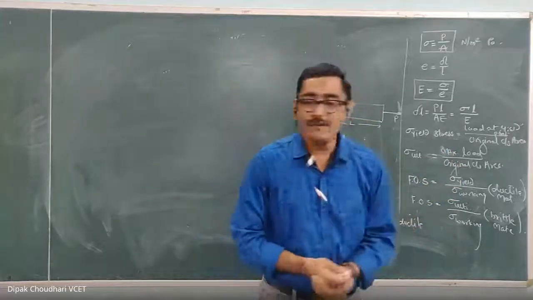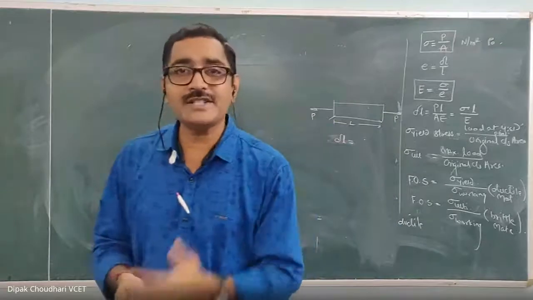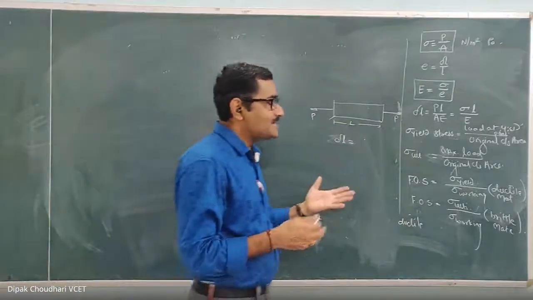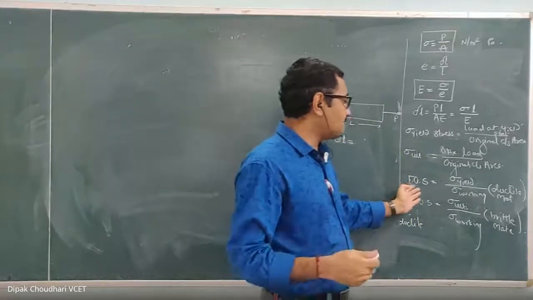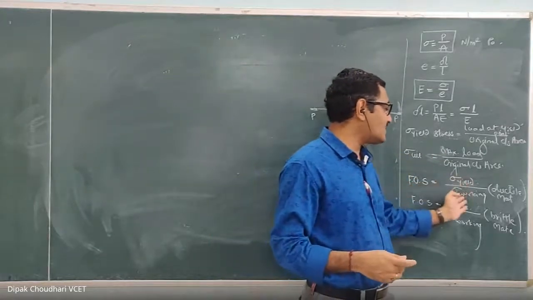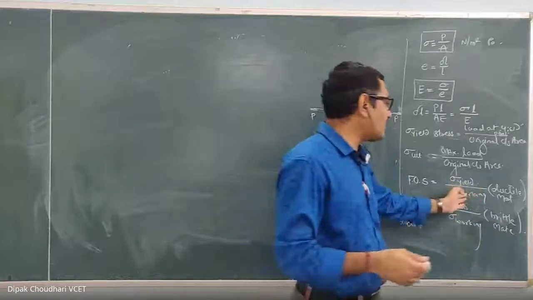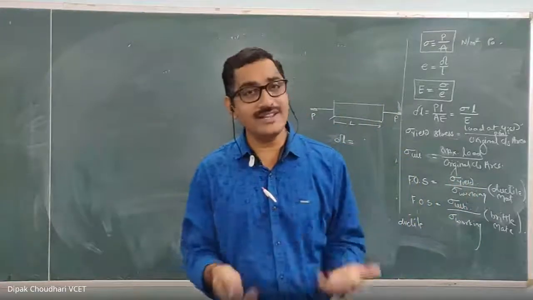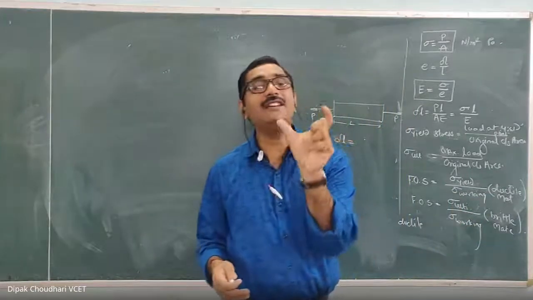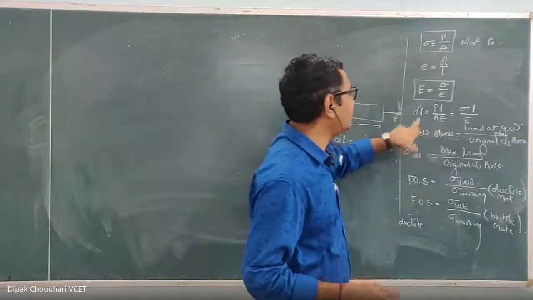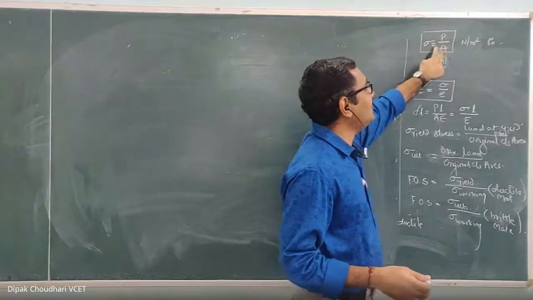Then I told you about the factor of safety, which is a very important factor. Factor of safety minimizes the risk of failure. This factor of safety is defined as the yield stress upon the working stress. Here, working stress or the safe stress or the design stress is the actual stress which we can consider while designing any component to design the cross-sectional area.